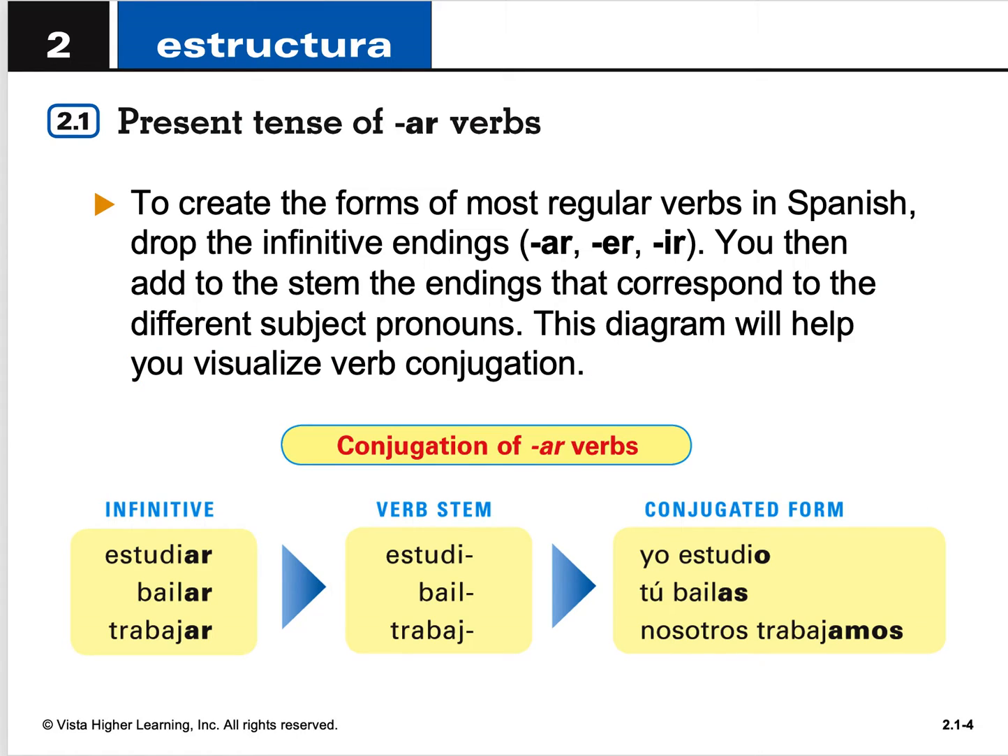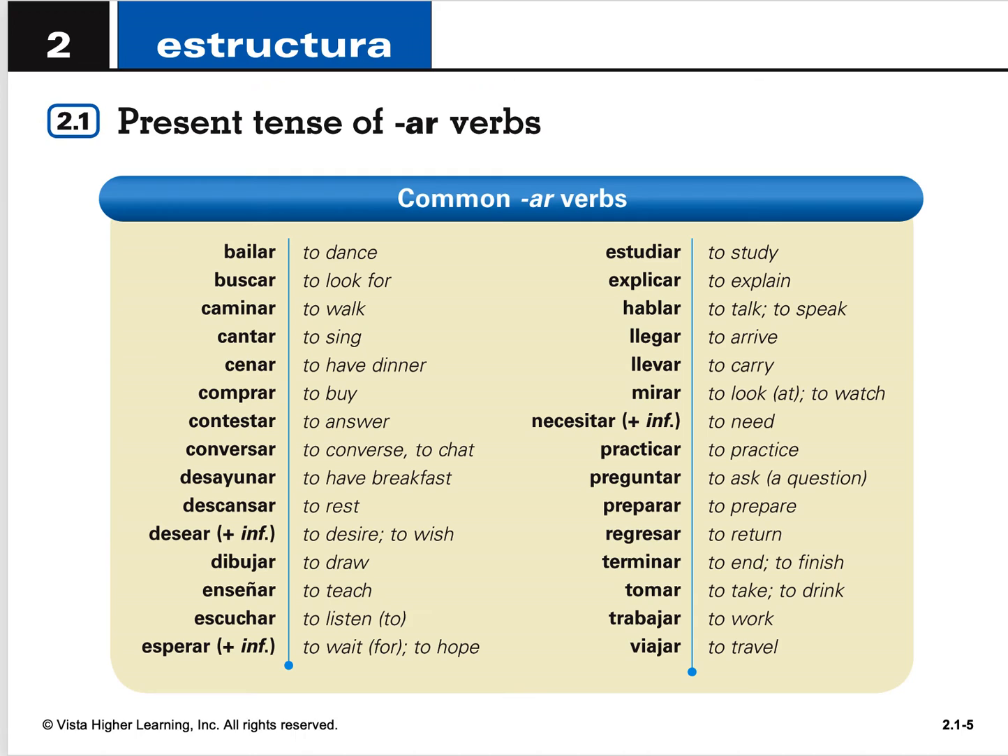To create the forms of most regular verbs, meaning regular means they're not exceptions to the rule, you're going to drop the ending. So take off the AR, the ER, or the IR. Then you're going to add the correct ending that corresponds. So if it's estudiar, it becomes yo estudio. So the AR turns into an O for I. Bailar would be tú bailas. I'm taking the AR off. Trabajar goes into nosotros trabajamos. So I'm just taking those endings off and replacing them.